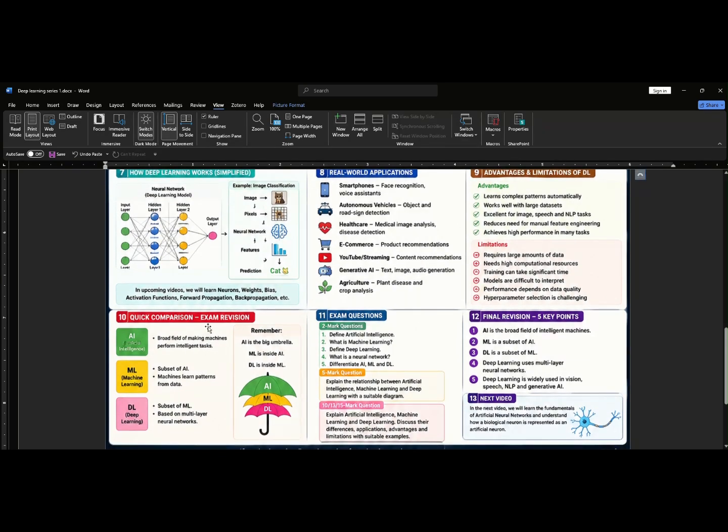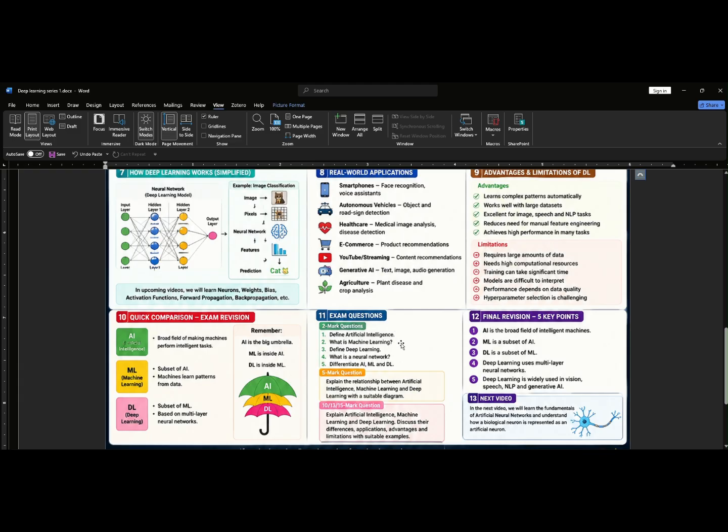Now a quick comparison between AI, ML, and deep learning. AI is artificial intelligence, the broad field of making machines perform intelligent tasks. ML is a subset of AI, where the machine learns patterns from the data. Deep learning is a subset of ML based on multi-layer network models. AI is the big umbrella, ML is inside AI, and deep learning is inside ML.